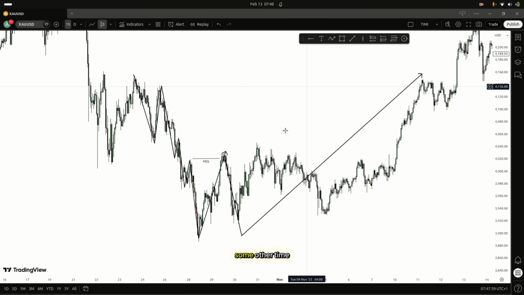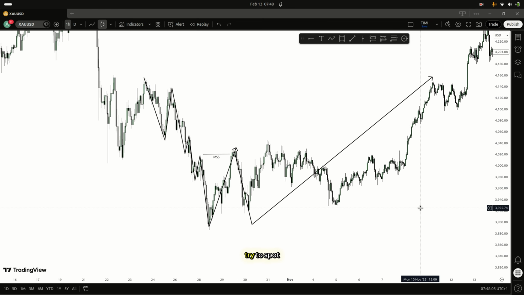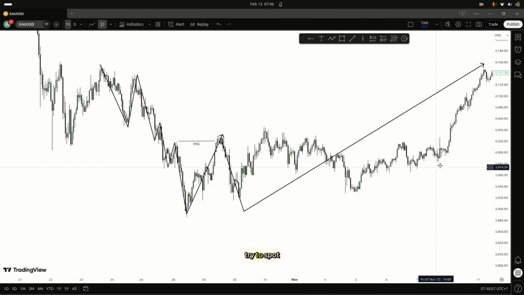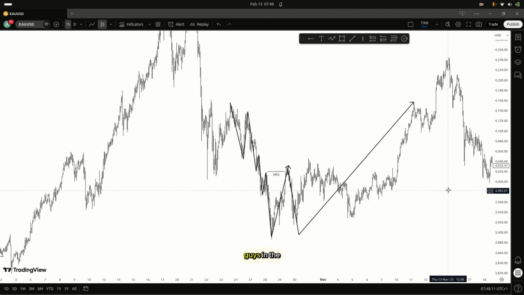But that will be a topic for some other time. So don't confuse your brain. Just try to spot this pattern on the chart. So see you guys in the next video.